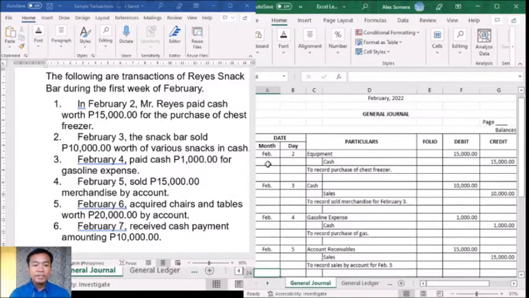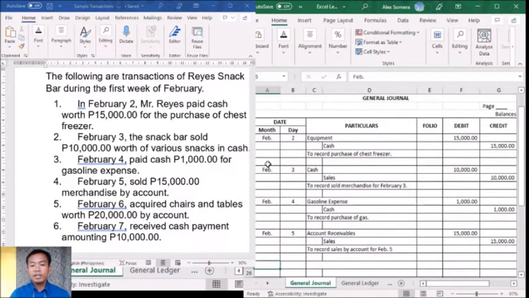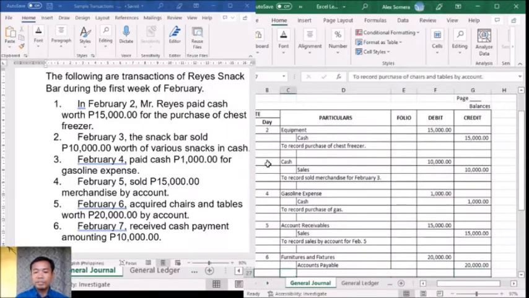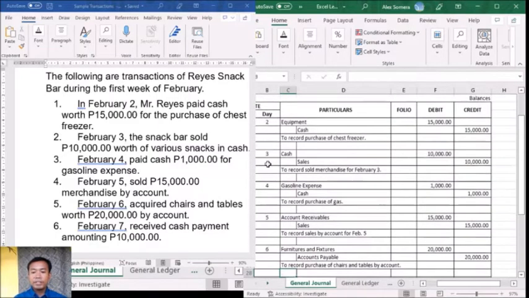Transaction number 5. February 6, acquired chairs and tables worth 20,000 pesos by account. So by account, tayo ang umutang. No? Write natin yung date, at we need to determine which particular account yung lalagay natin dito. So since chairs and tables is categorized as furniture and fixtures, yan nilalagay natin dito, furniture and fixtures. And we need to debit the amount, which is 20,000 pesos. At ang i-credit natin dyan, of course, dahil utang yan, nilagay natin accounts payable, amounting to the same amount, which is 20,000 pesos. And the reason for posting this transaction, to record purchase of chairs and tables by account.